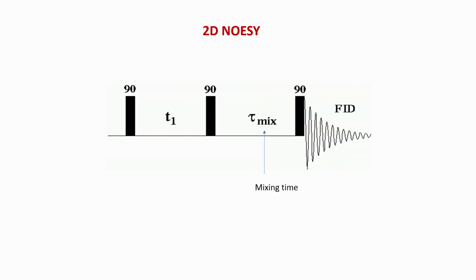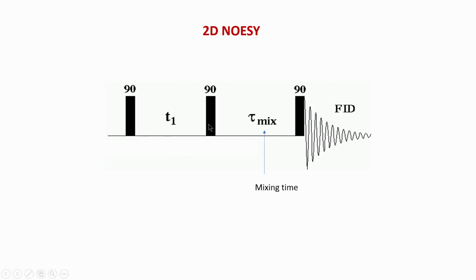Now let us look at the pulse sequence of a 3D NOESY. Before I look at 3D NOESY, we will again look at 2D NOESY first, because all 3D experiments, remember, are based on 2D. 3D experiments are essentially an extension of 2D NMR experiments in general. So, now let us see the 2D NOESY experiment.